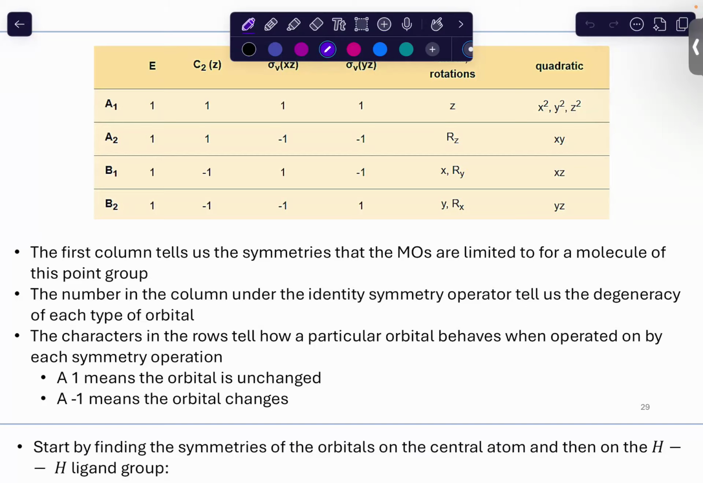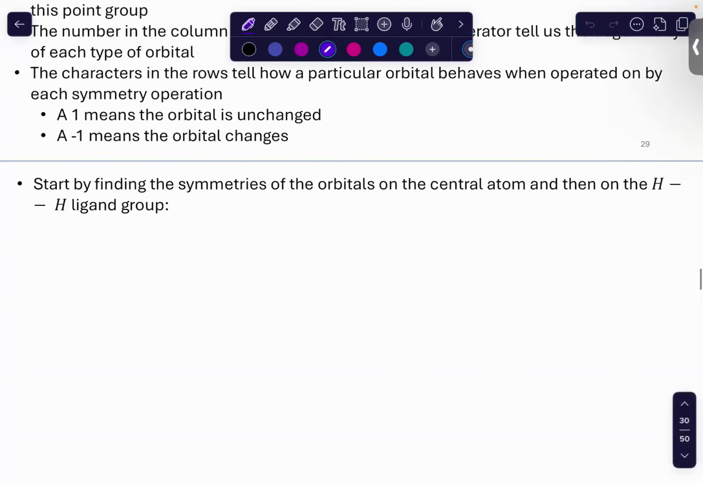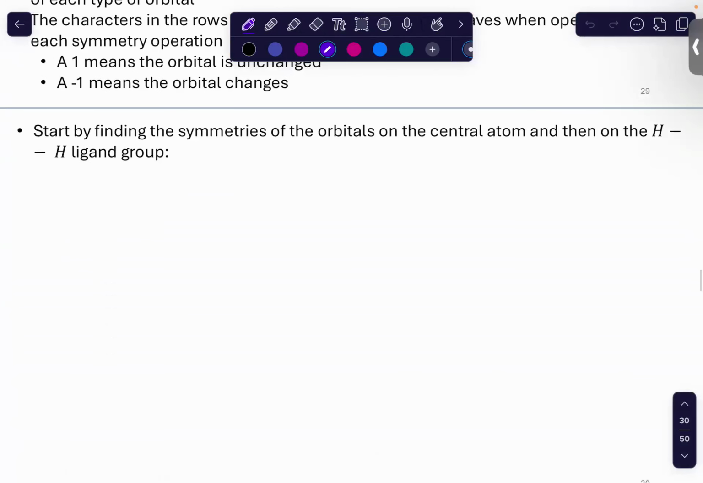When you say the -1 means the orbital changes, is that just the axis change? Let's actually look at that. Okay, so let's go ahead and start with the orbitals. You'll see that once we get to the p orbitals. Your s orbital is all just positive 1s.